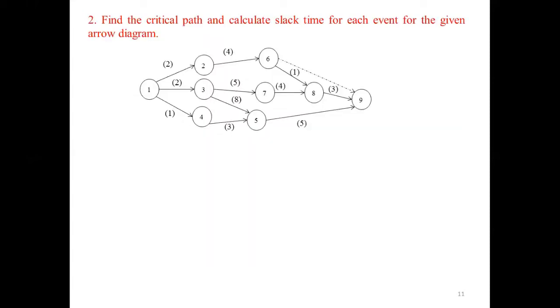Second problem: find the critical path and calculate slack time for each event for the given arrow diagram. It means they are given the arrow diagram. You need to find the critical path and you have to calculate slack time for each event. Let us go for the solution.